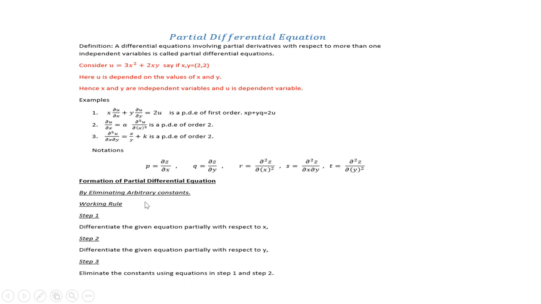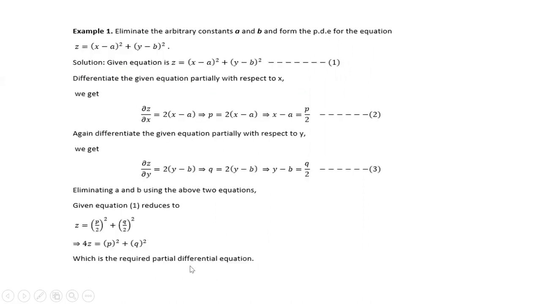How to form a PDE? There are three steps involved. Step 1, we differentiate the given equation partially with respect to x. Step 2, we differentiate the given equation partially with respect to y. And third step, we eliminate the constants using the above two steps. So there are only three steps involved. Let us do an example.